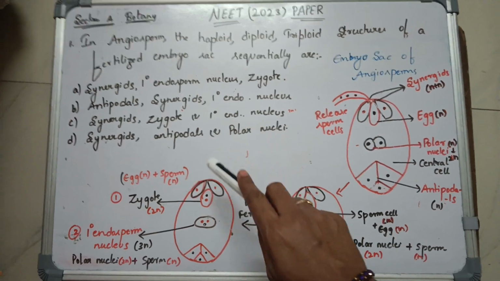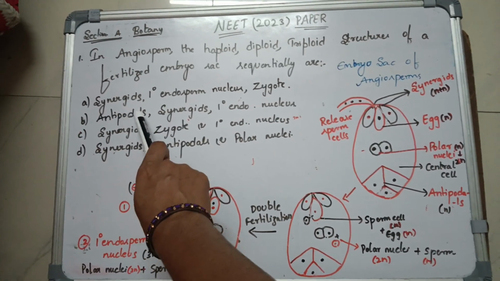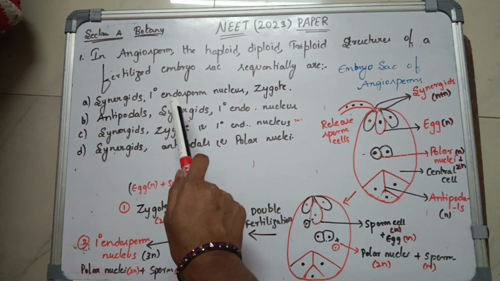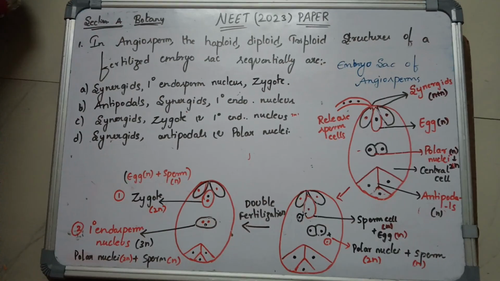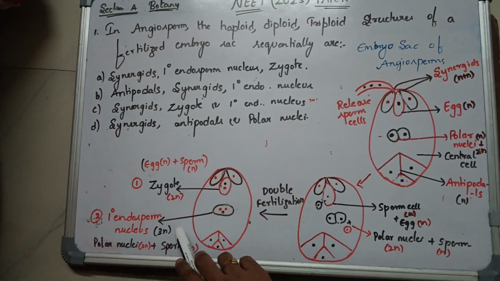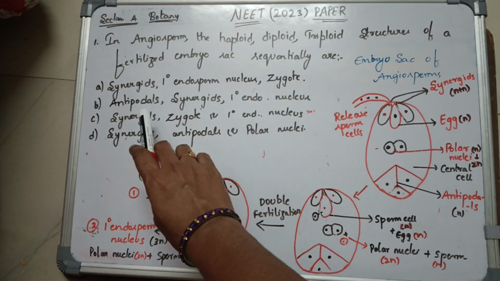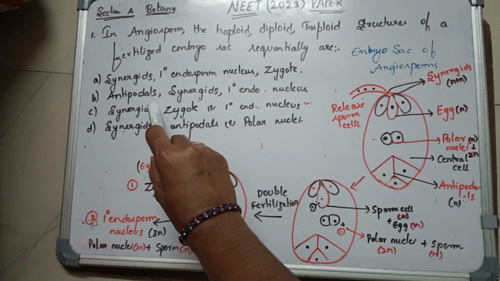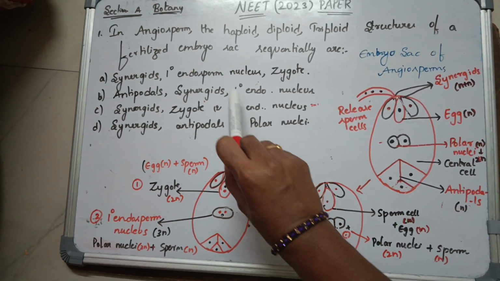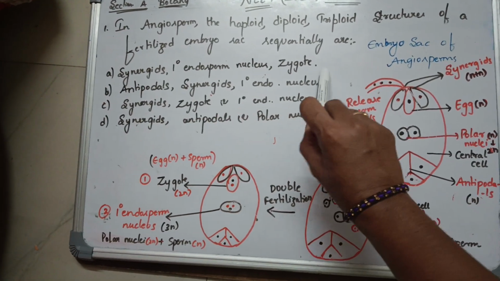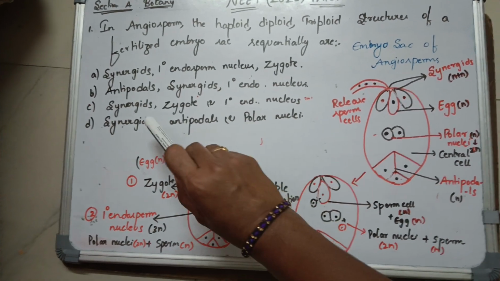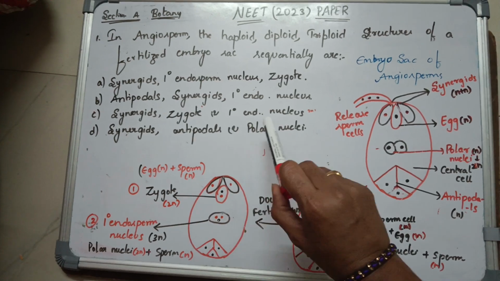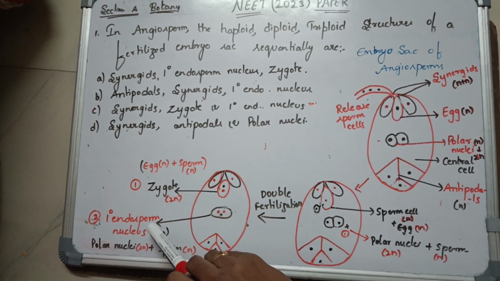Now if we go to the options, what was the first option? Synergids are haploid, and the primary endosperm nucleus is triploid. So this is not the option, because the order should be haploid, diploid and triploid. In the second option, antipodals are haploid and synergids are also haploid, so this is also not the option. If we go to the third one, synergids are haploid, whereas the zygote is diploid, 2n, and the primary endosperm nucleus is triploid.